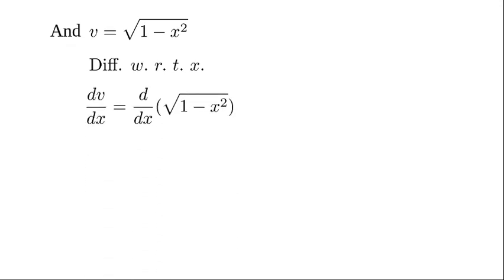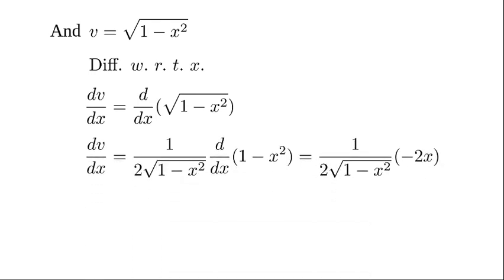dv by dx equal to d by dx of root of 1 minus x square. And that is 1 upon 2 into root of 1 minus x square into d by dx of 1 minus x square. Here we have used the composite function rule. And derivative of 1 minus x square is minus 2x. This 2 gets cancelled, we get dv by dx equal to minus x upon root of 1 minus x square. And now we will make use of these two equations in one.